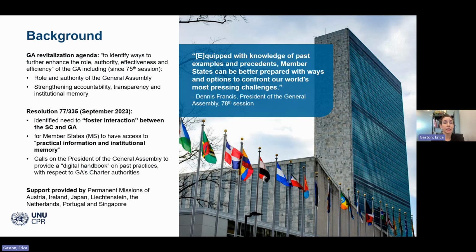Also in the resolution was a way to give member states more practical information, an institutional memory. Many member states who bring representatives here may or may not have a lot of background knowledge about the UN or institutional memory of what went on in response to past incidents. So specifically, there was a call in that resolution for the President of the General Assembly to support a digital handbook on past practices, outlining how those past practices are grounded within the General Assembly's charter-based authority and how they address some of these issues, like the synergies between the Security Council and GA.